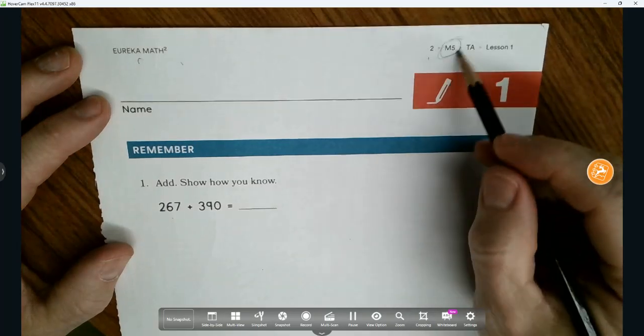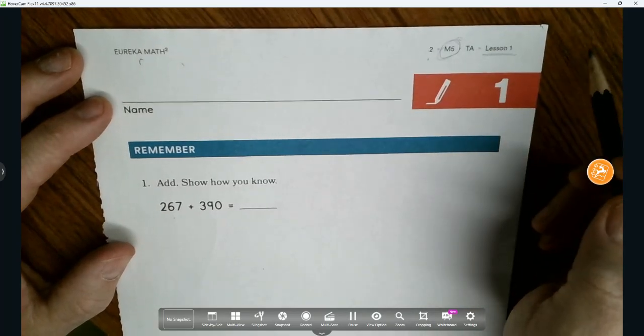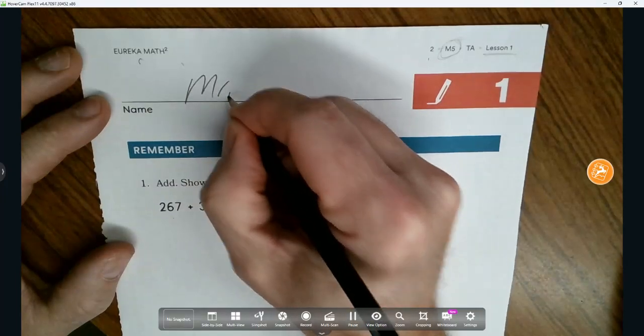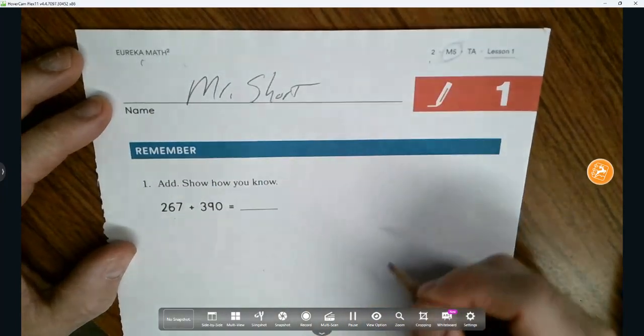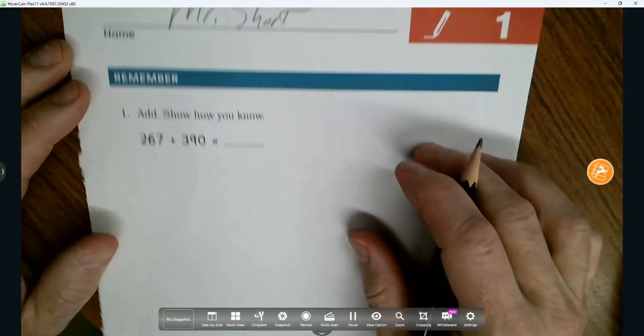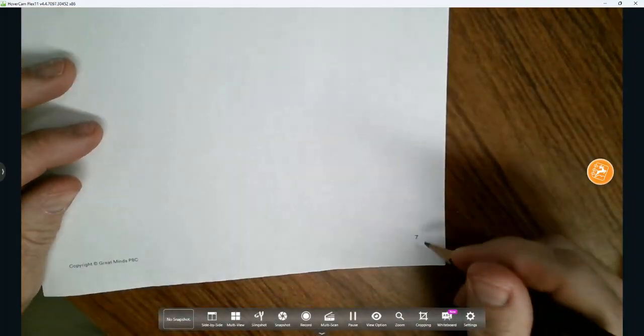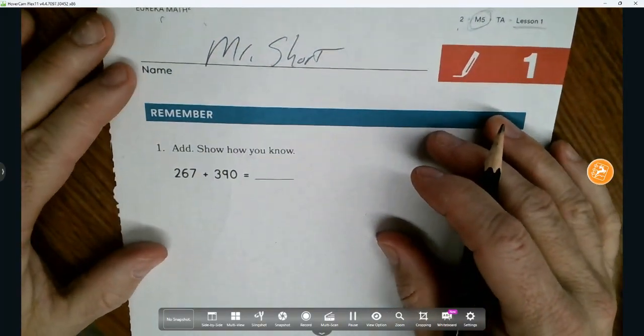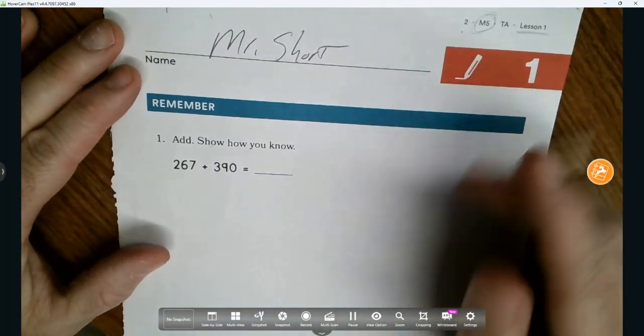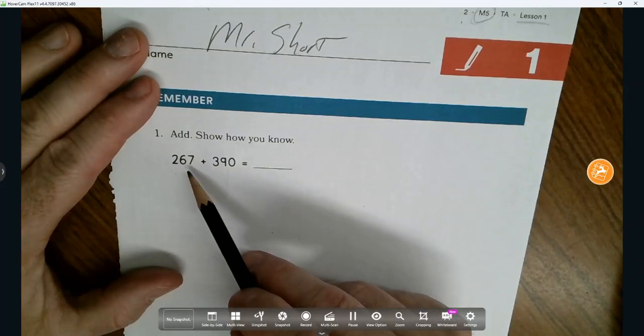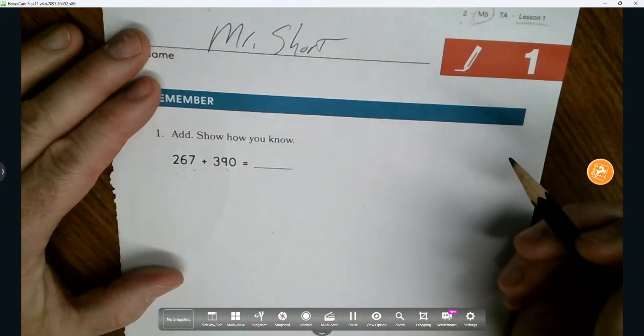All right, so we're starting with Module 5 today, Lesson 1. I am Mr. Short. Let's look at this one. Today you are lucky. It is one problem. Page 7, there's nothing on page 8, just page 7. So it says add, show how you know. All right, so we have 267 plus 390.